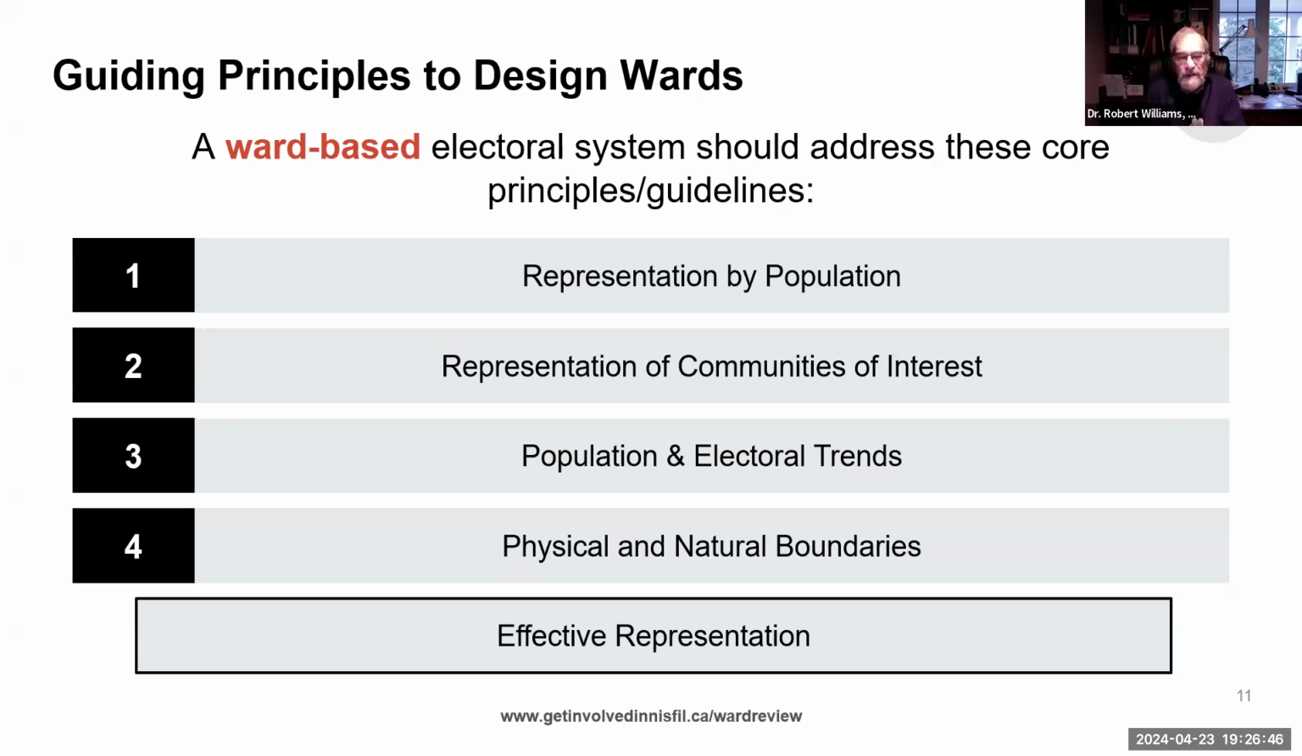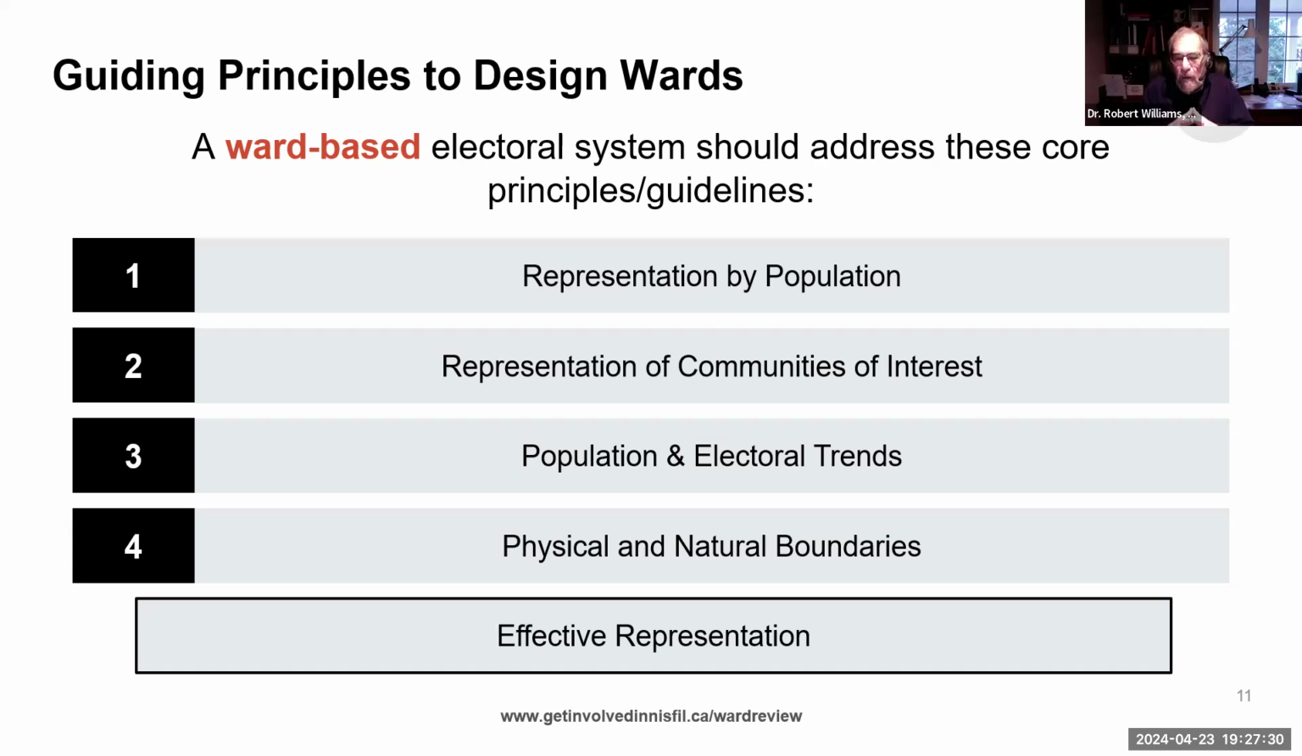But wards are, again, not just arbitrary lines. They're not just random collections of voters across the municipality. The system is based on a number of what we call guiding principles or core principles. And that's what we bring to this exercise. What does a good ward look like? What does a good ward system try to capture and reflect at election time and through the course of the life of a council? The first principle we look for is representation by population, sometimes referred to as population parity, equality.